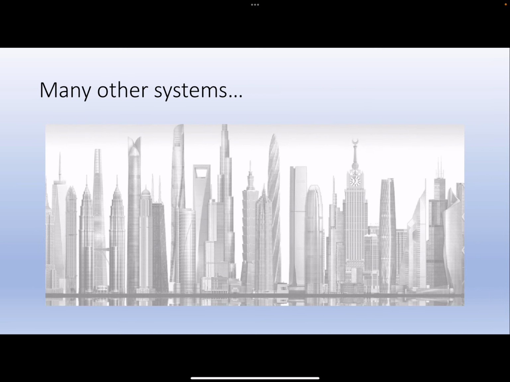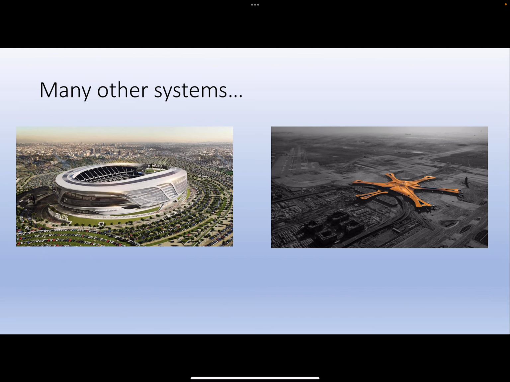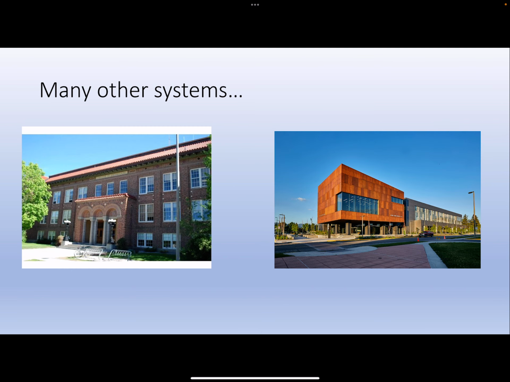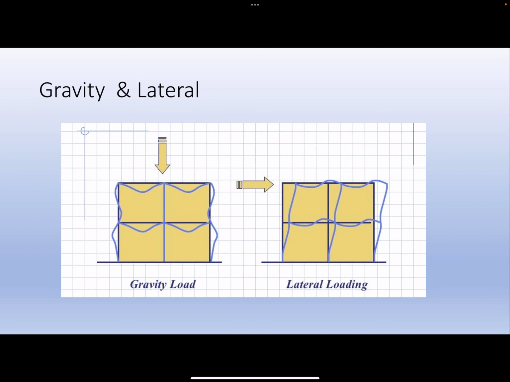There are a lot of other different types of systems. There are many, many different buildings, of course. They're all unique, not just tall ones either. You've got the really expansive ones that have a huge footprint, and then you have a lot of the smaller ones and older ones. So all kinds of different systems. But all of them need to be able to resist gravity loads and lateral loads.